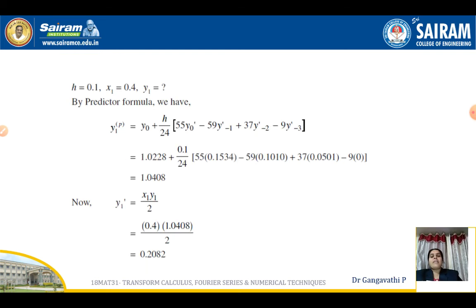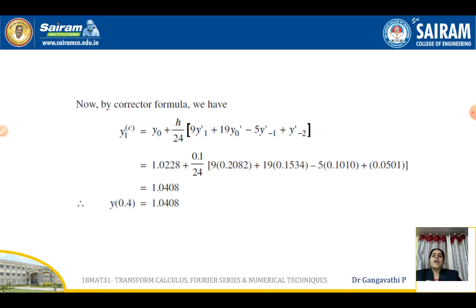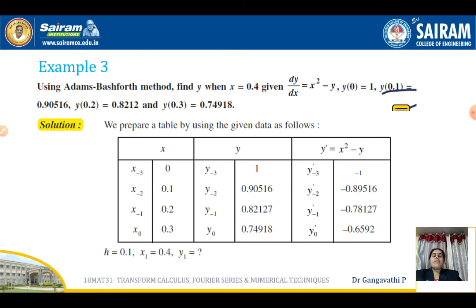So once after tabulating it, as usual, write down the predictor formula, make a substitution and simplify. We get the answer as 1.0408. Evaluate y1 dash, x1 times y1 by 2, and the answer is going to be 0.2082. And using the corrector formula, make a substitution and simplify, y of 0.4 is 1.0408. And it is asked to apply the corrector formula twice, so you need to evaluate and substitute it again.